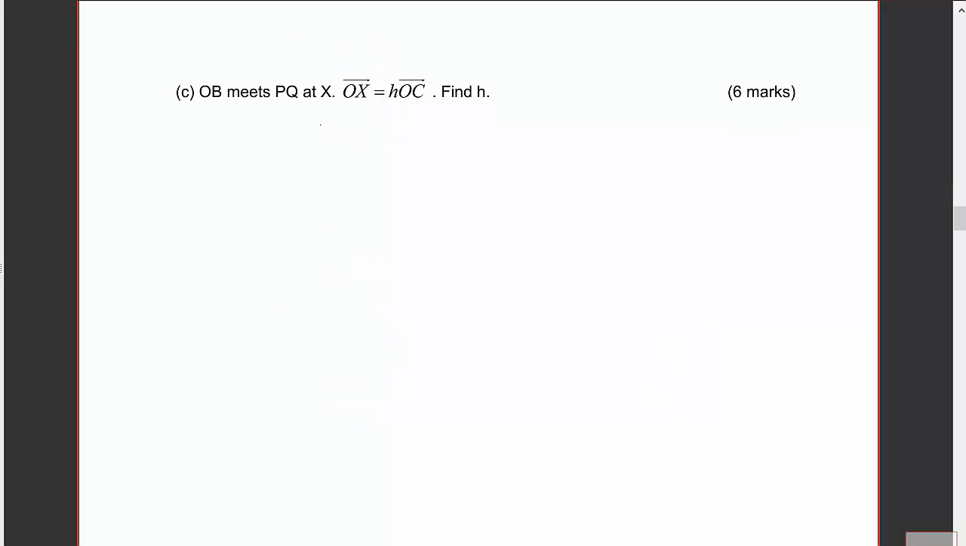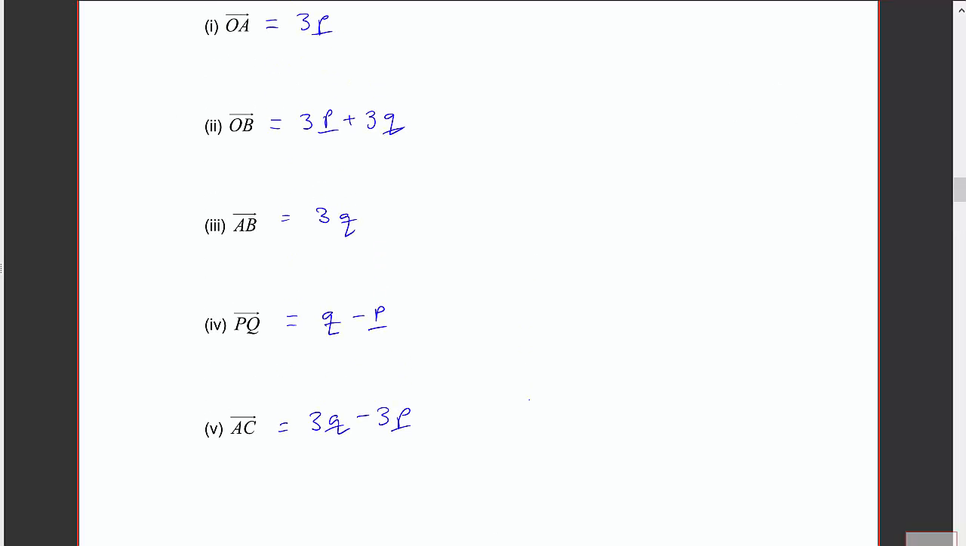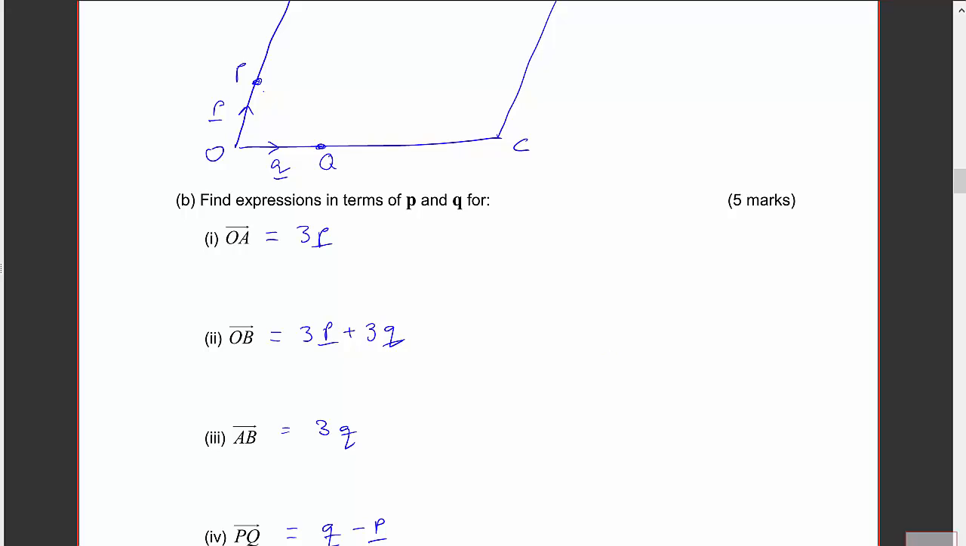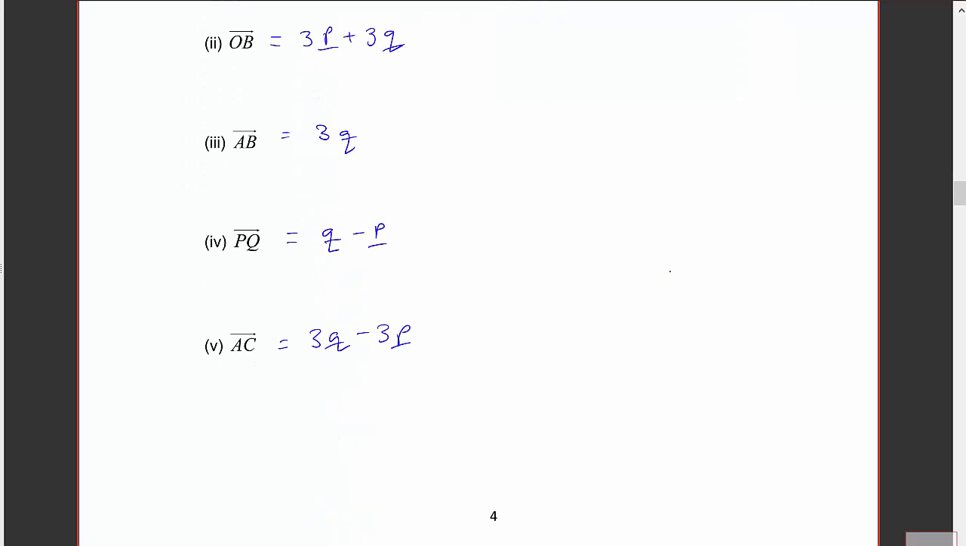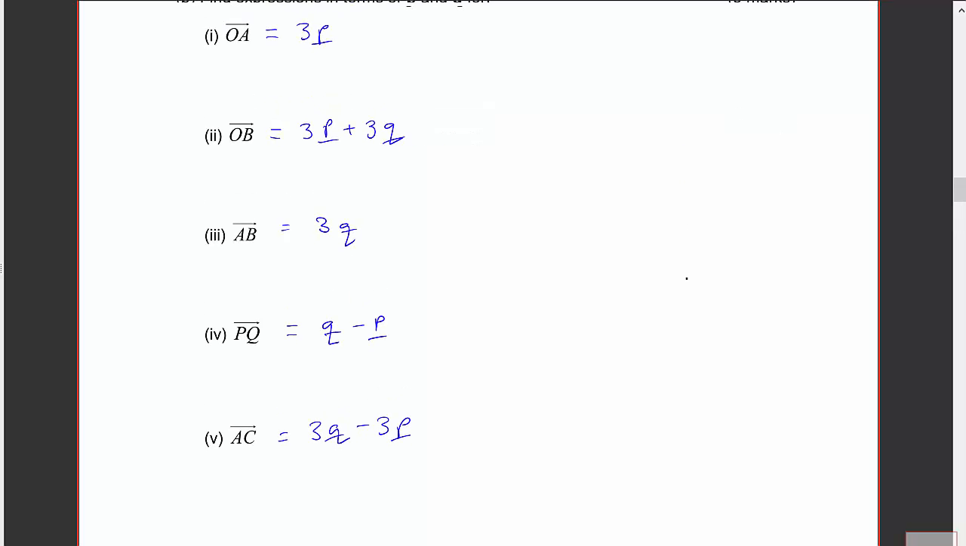Now OB meets PQ at X. So what we've got is PQ here, here's OB, and this point here is X. So OX is h OB. Find h. Yeah, it's got to be OB.